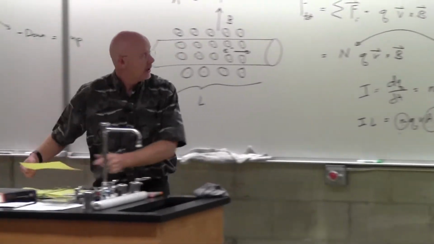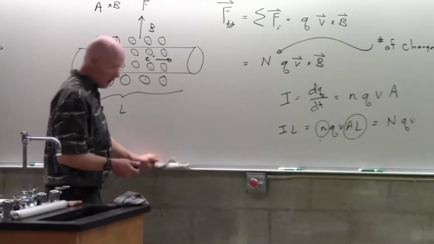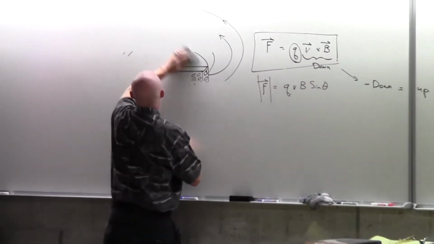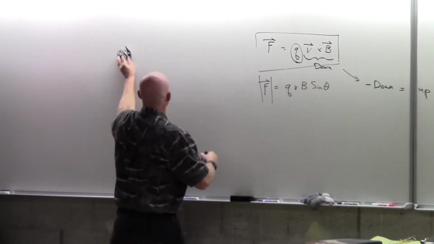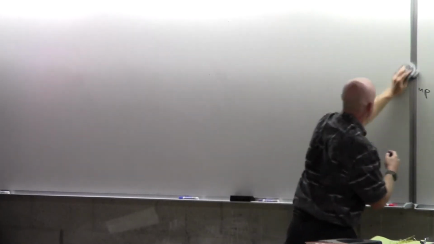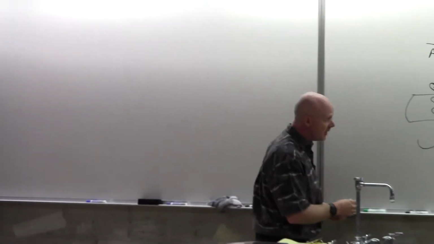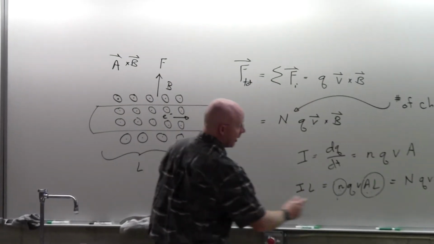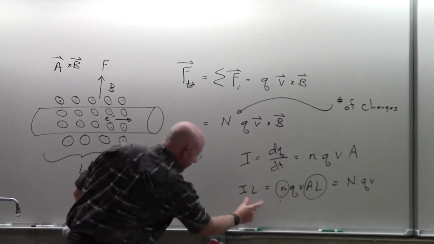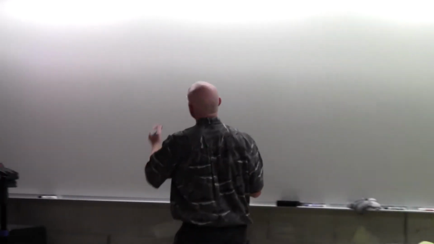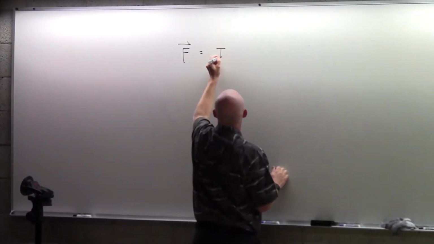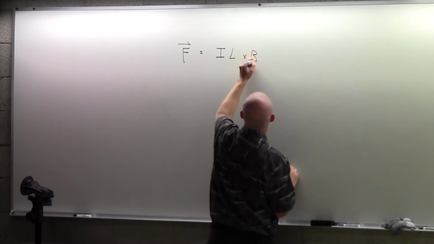And so I don't want to lose my overhead there, so maybe I'll scoot over here and erase this drawing. But our first extension of this equation that I'm now erasing is right here, where I can replace those three right here with the current times L. And so the force on that wire would be the current times L cross B.